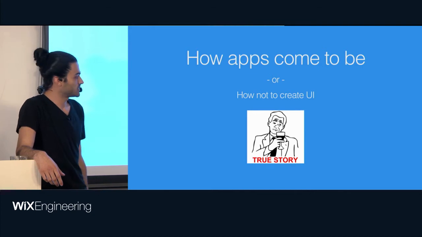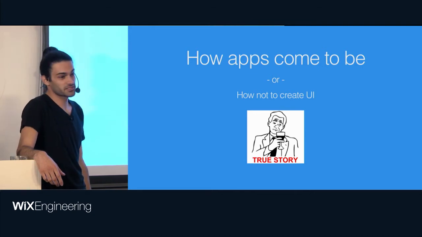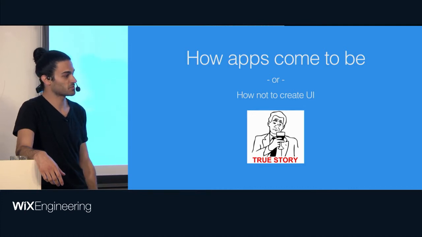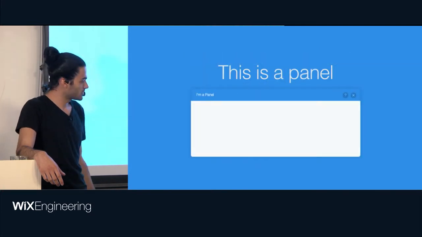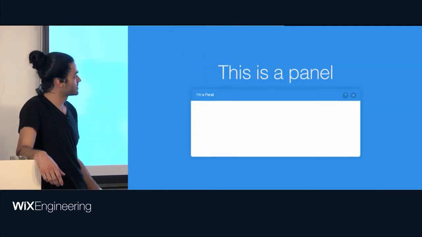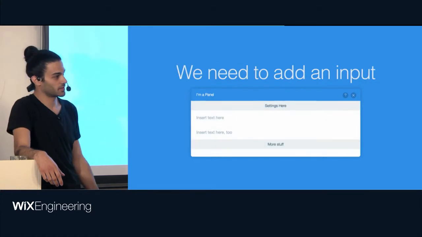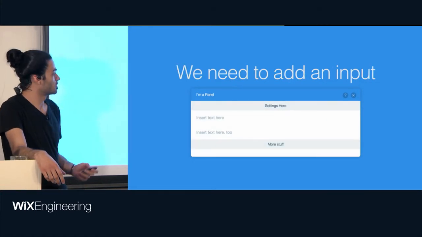So I'm going to start with the story. This is the story of how applications UI usually comes to be, and also what you shouldn't do when you're creating your applications UI. So this is a panel where everything begins, and we'd like to add an input component to our panel.